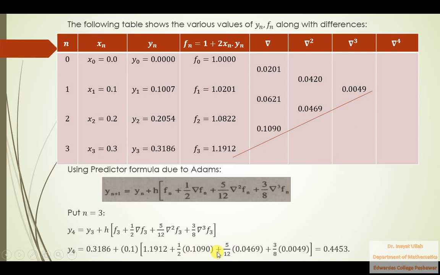Calculate this sum, we will get y4 is equal to 0.4453. So remember that y4 is equal to 0.4453 by the predictor formula. So y4 is actually y of 0.4.